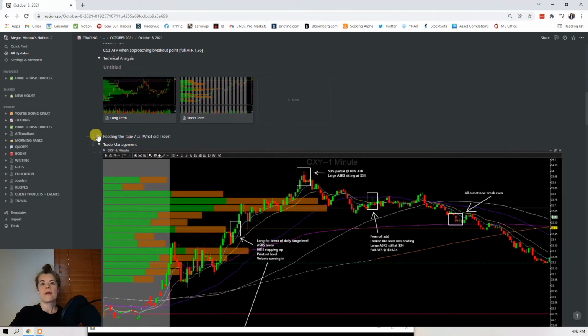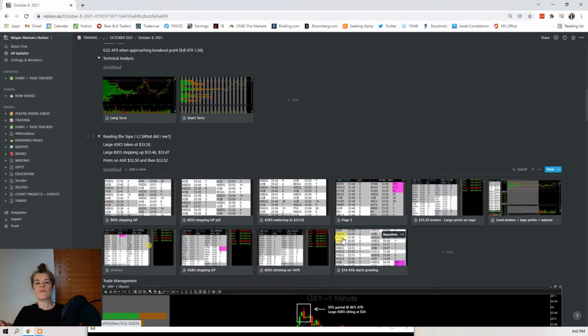And then reading the tape. For a while I was recording my screen. I don't do that as much anymore. Sometimes I turn it on in the morning if I remember. But when I was really trying to collect data, I would record my screen in the morning so that later on I could go back to the part where I saw something and take a screen grab. You can pause it so you can actually catch it.